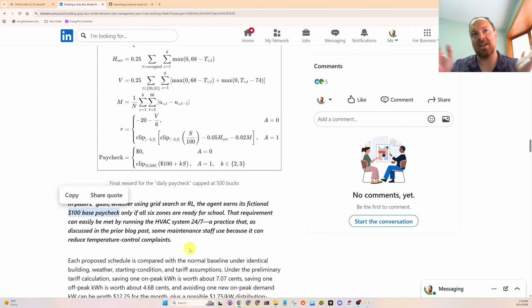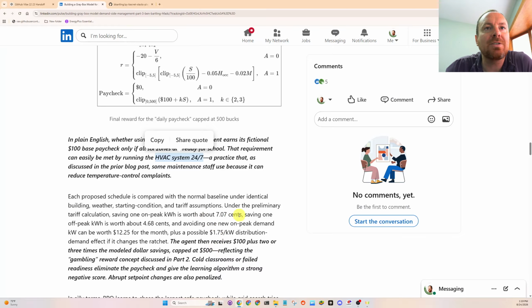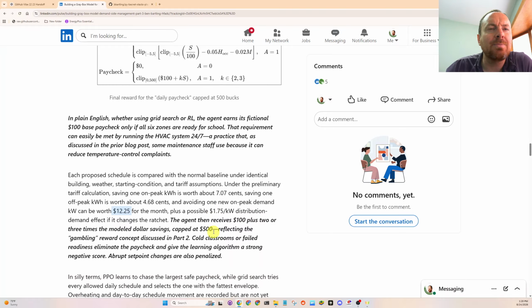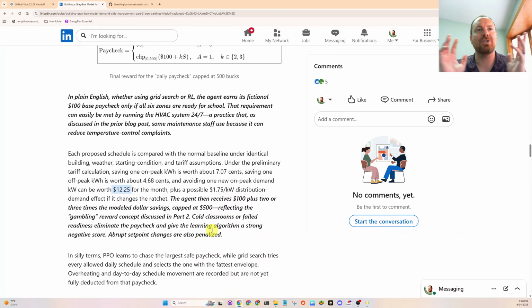You could get $100 for that. And the easiest thing you could do is just run HVAC 24/7. You never shut it off. But then you can gamble. And for every kWh and kW that you can save, I was equating that to approximately 7 cents or something like that, 5 cents, even though their demand charges are like $12 a kW. So there's some really weird math calculation that you can gamble.